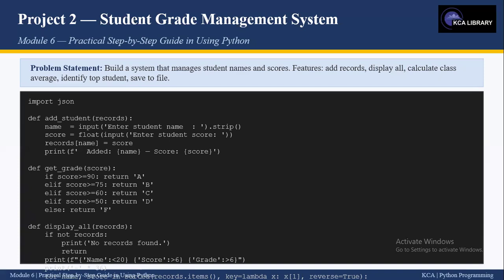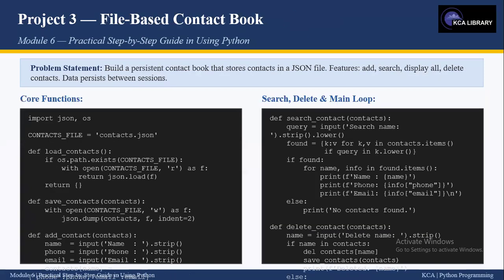Def function now. To use the def function: def get_grade(score): if score >= 90: return "A"; if score >= 75: return "B"; if score >= 60: return "C"; if score >= 50: return "D"; else: return "F". So this is the example of a student grade management system.